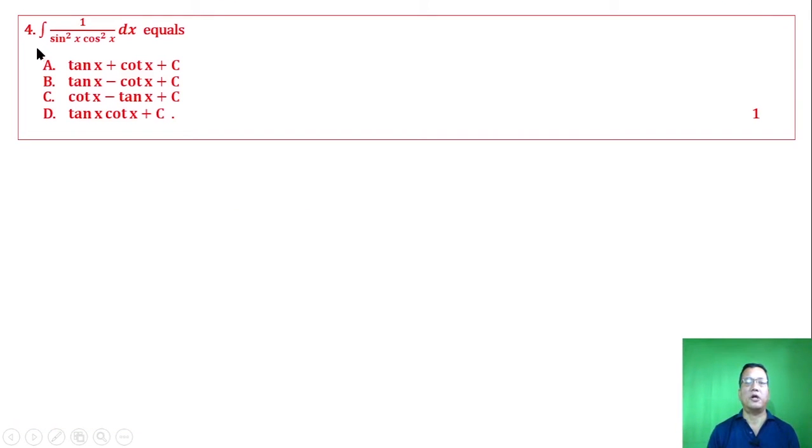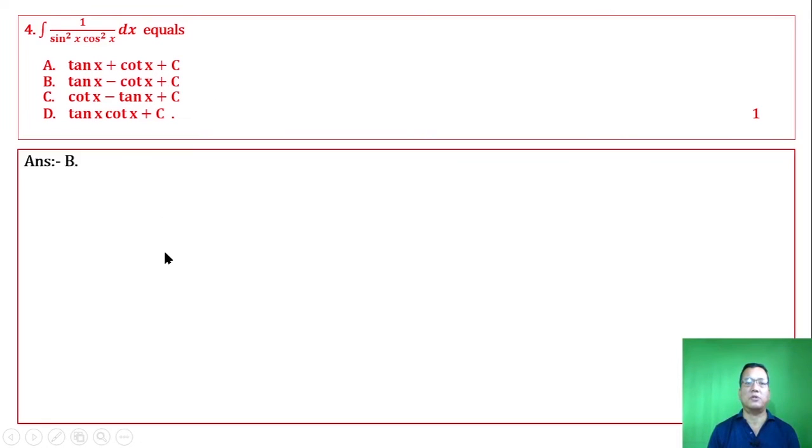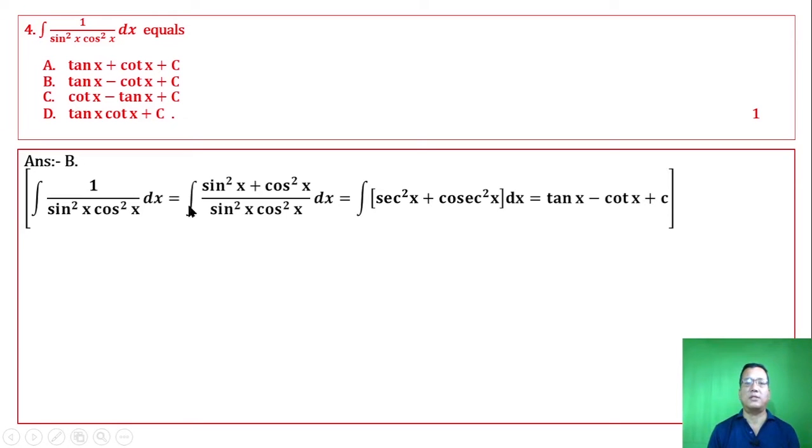B. For question number 4, the integral of 1 by sine square x cos square x dx equals? We can write 1 as sine square x plus cos square x. Dividing each term by the denominator, we get sec square x plus cosec square x. The integral of sec square x is tan x and the integral of cosec square x is minus cot x. So the result is tan x minus cot x. Among the options, tan x minus cot x is option B.